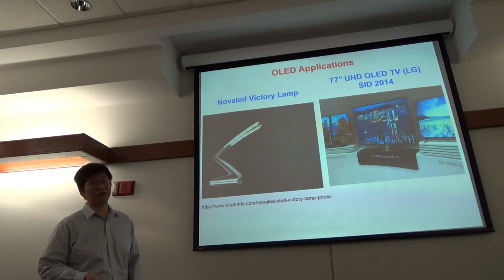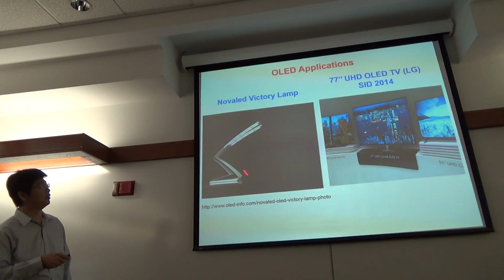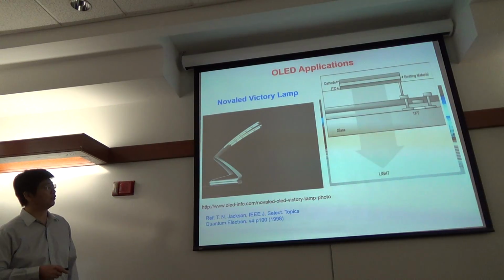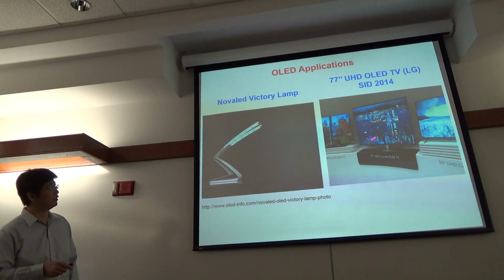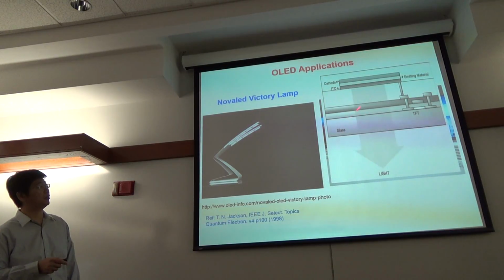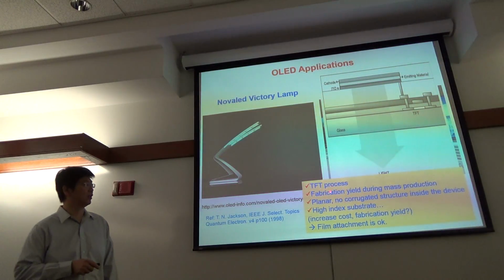So let's think about application. There are two main applications for the OLED. One is for lighting, the other is for display. For lighting, that is fine, but for the display, we have to consider many things. For example, you have to consider your TFT. Is that a bottom emission or top emission or so?